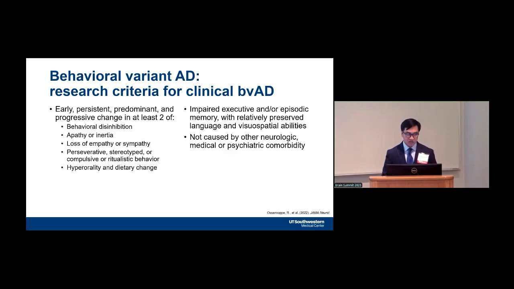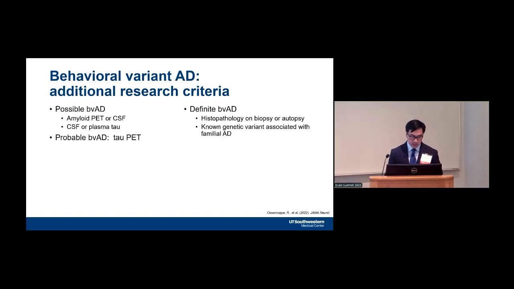Now, this should all look relatively familiar because this is actually just a modification of the diagnostic criteria for behavioral variant FTD. And so how can you determine the difference between the two? It can be quite challenging. For the research criteria, they would say for considering possible behavioral variant Alzheimer's disease, you ought to have biomarkers again for Alzheimer's disease in this clinical syndrome.